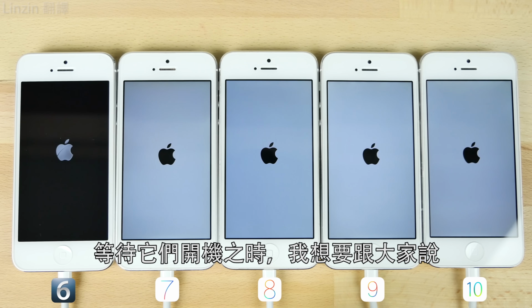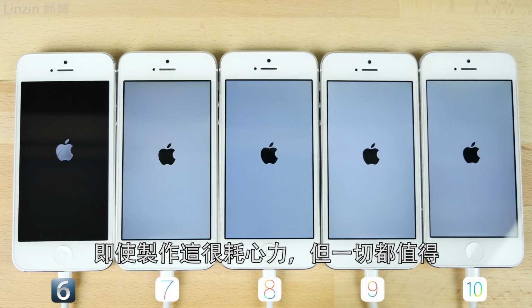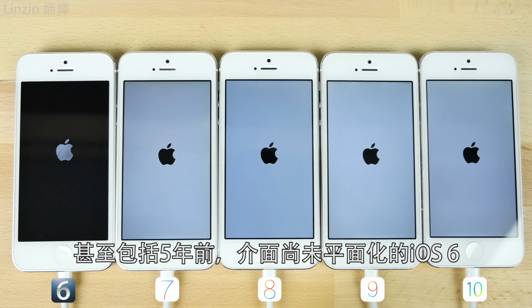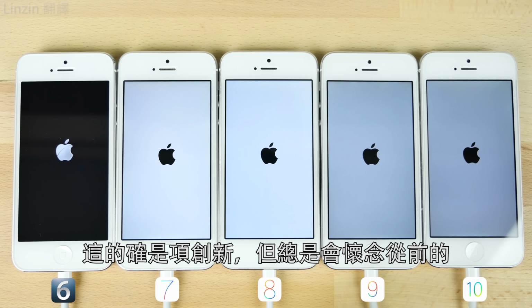So while this is powering on, I just want to take a moment to say I love making these kind of videos. They are extremely difficult to make, but so worth it. They put things into perspective. And 5 years ago, we were running iOS 6 with that skeuomorphic design. I miss it so much. And now we've got such a flat, different design. I mean, it's definitely an evolution, but you gotta miss the good old days.